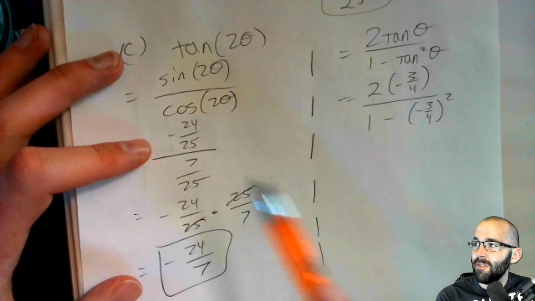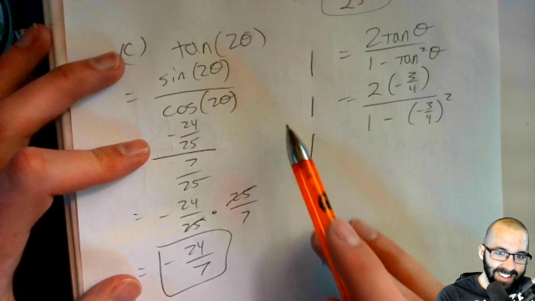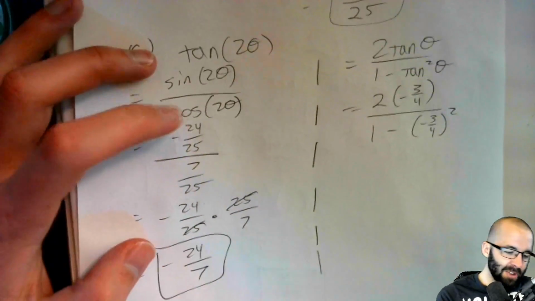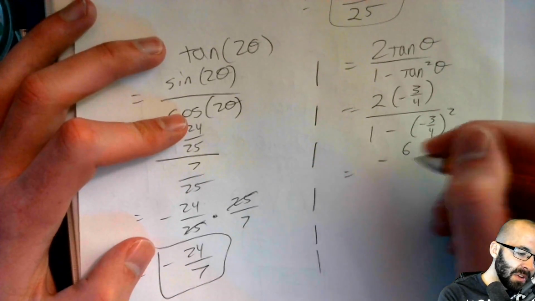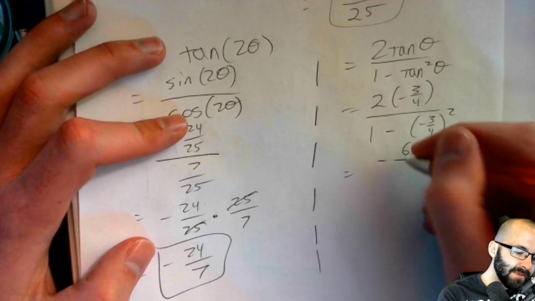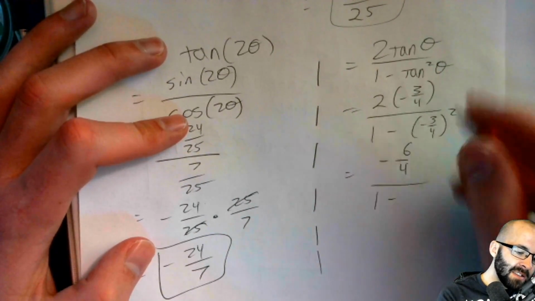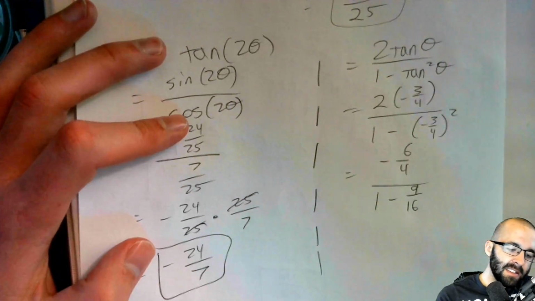So I think you can very quickly realize which way is a little easier to do, but we're doing them both ways because we're getting some extra practice. So the numerator becomes negative 6/4. We can reduce that later. The denominator is 1 minus, square that, becomes positive, 9 over 16.